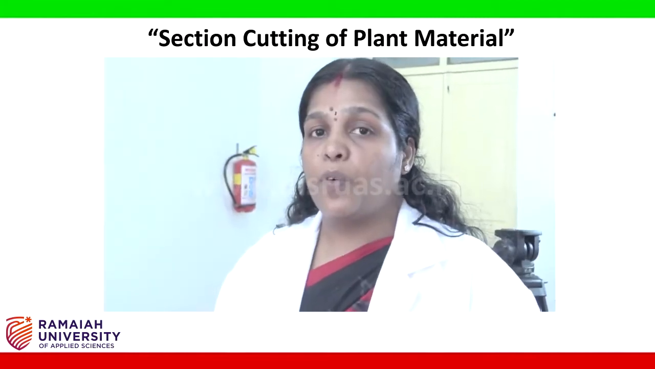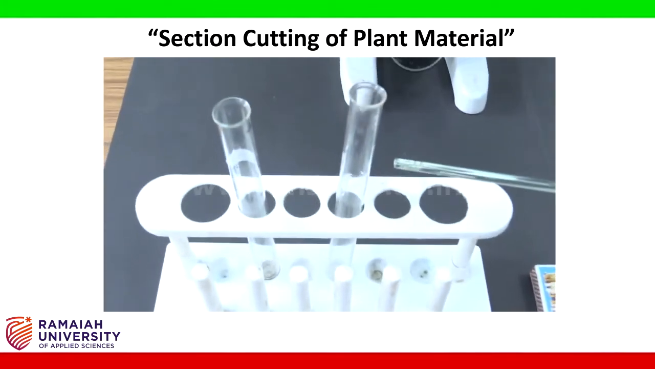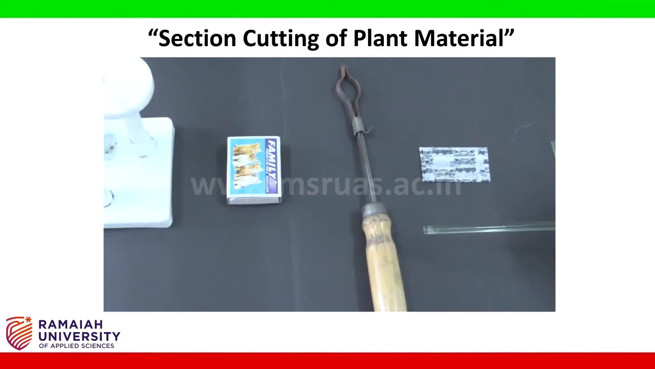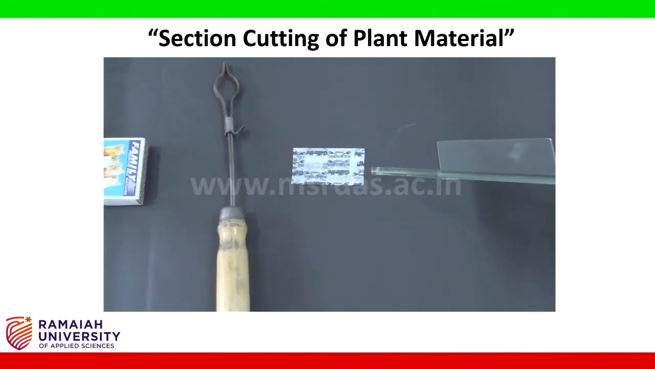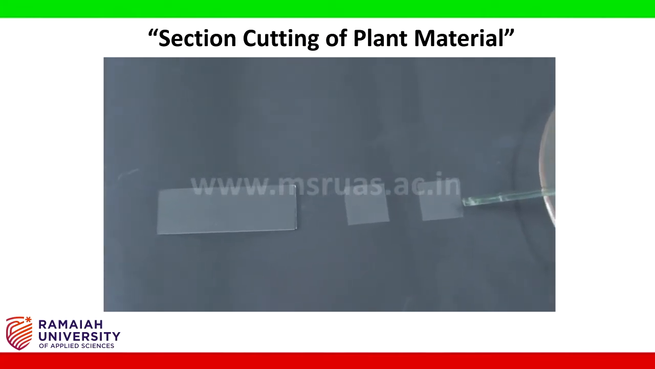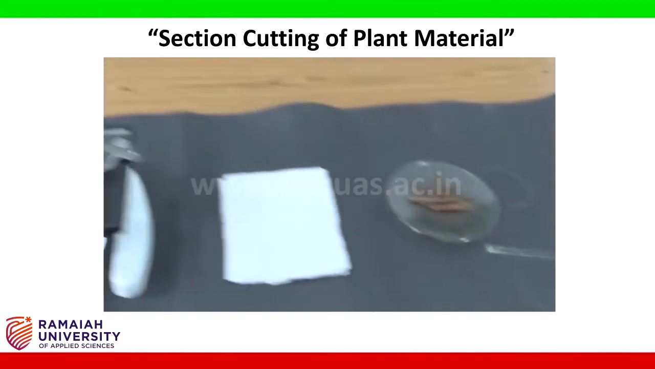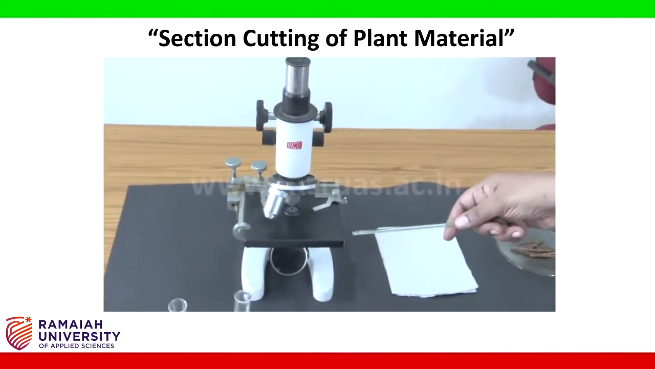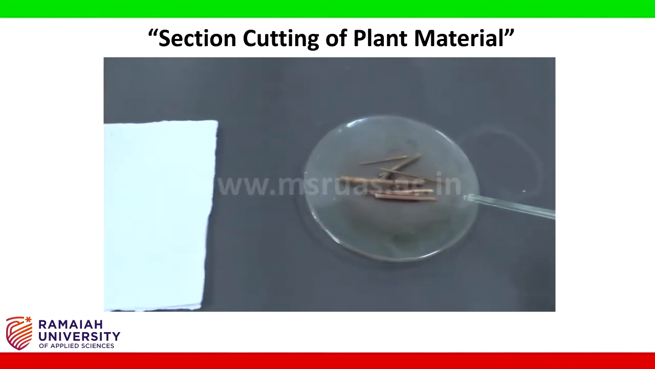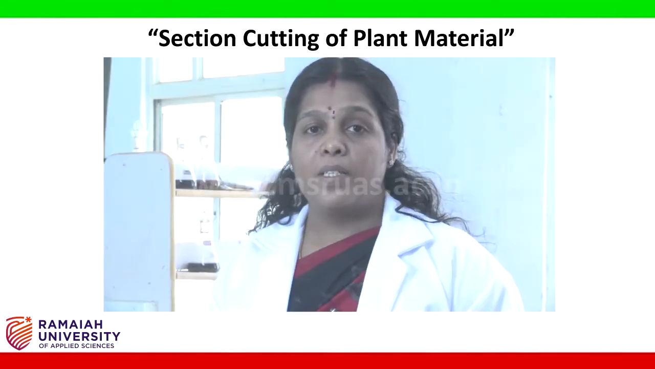The components required for this experiment are test tube stand, test tubes, matchbox, test tube holder, razor, glass slide, cover slip, watch glass, compound microscope, filter paper, and the selected plant material for preparing sections, distilled water and Bunsen burner. Now let us start the experiment.